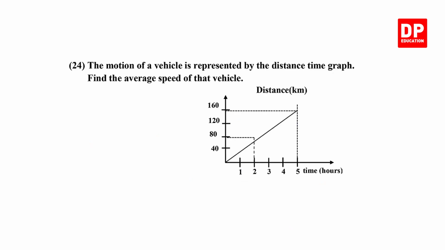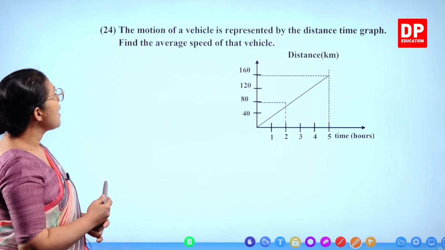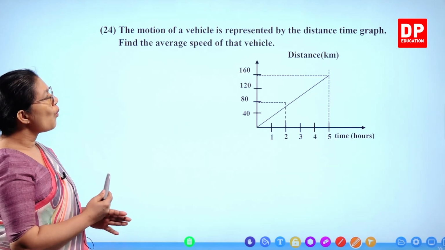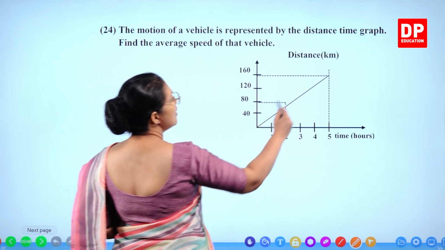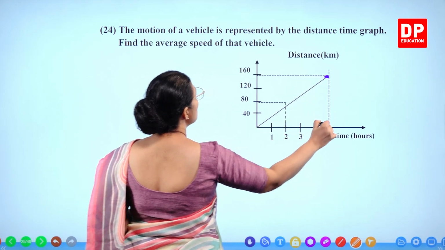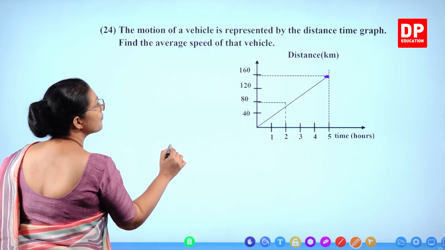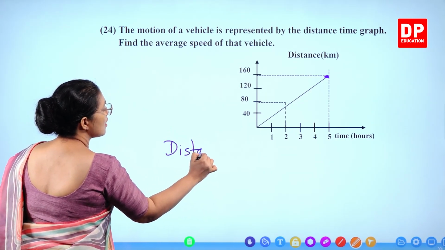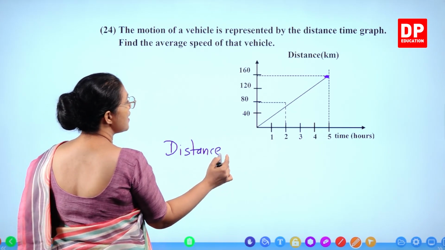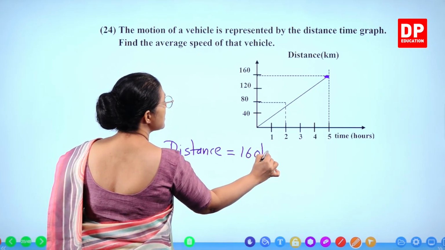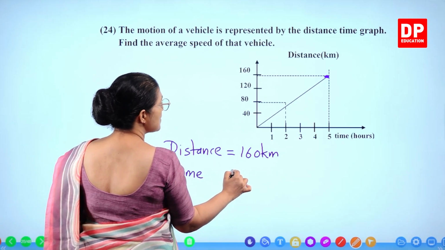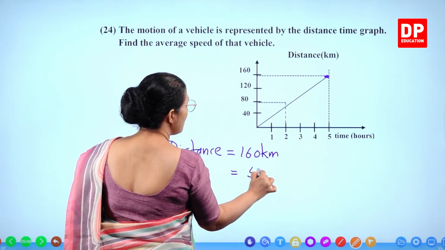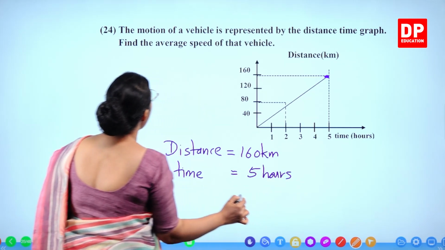Question number 24. The motion of a vehicle is represented by the distance time graph. Find the average speed of that vehicle. The total distance traveled divided by the total time taken. So here, according to this one, we can take the total distance traveled. Distance traveled is 160 kilometers. Total time is 5 hours. So what's the average speed?